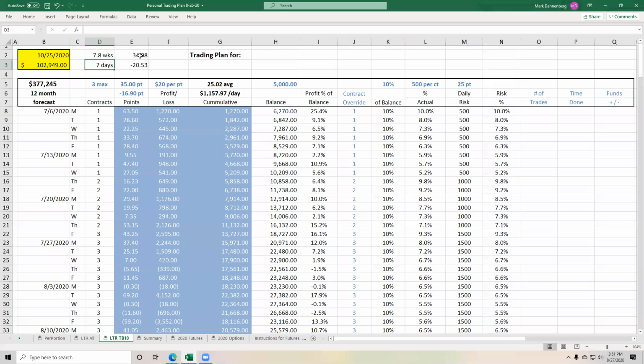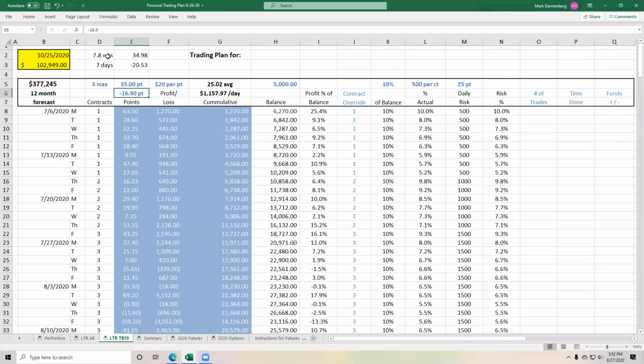All right, so we want to take a look at what our actual averages are. On our winning days, we're averaging just under 35 points a day. So my future forecast, I'm going to base on 35 points a day. On our losing days, now we're averaging 20.5 points a day. I had previously planned on 16.9 points.